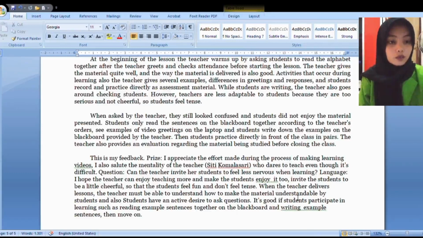When the teacher delivers a lesson, the teacher must be able to understand how to make the material understandable by students, and also students should have an active desire to ask questions. It is good if students participate in learning, such as reading example sentences together on the blackboard and writing a sample sentence. Maybe that's all my observation about Siti Komalasari's learning video.